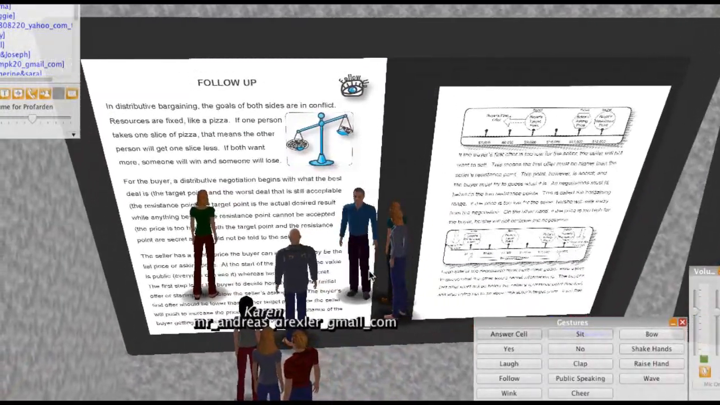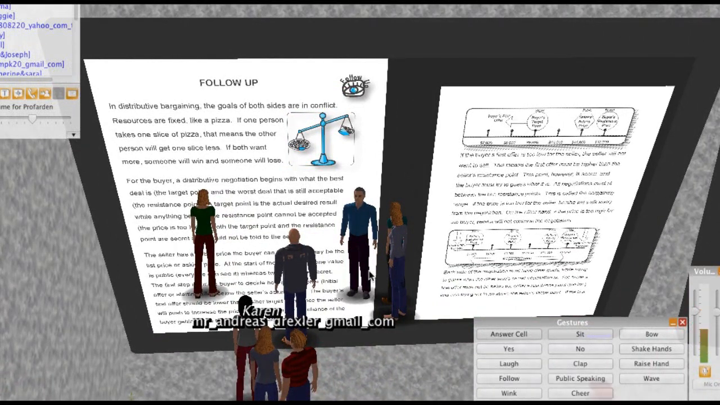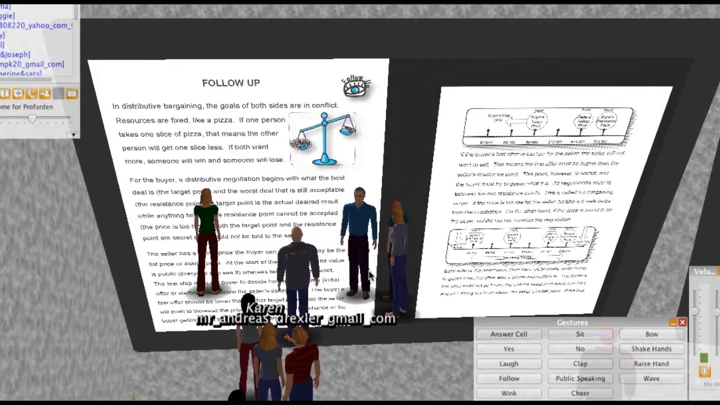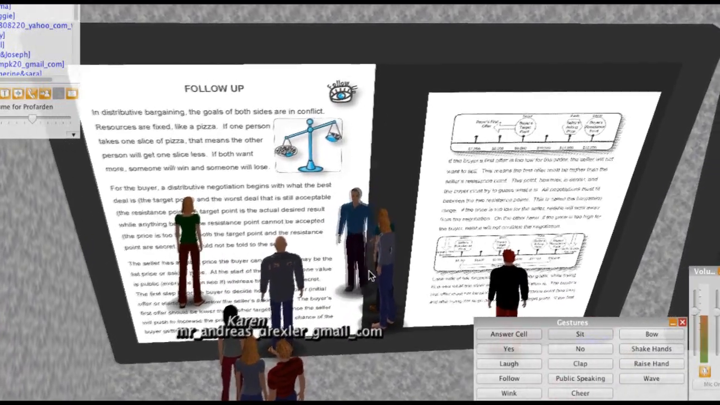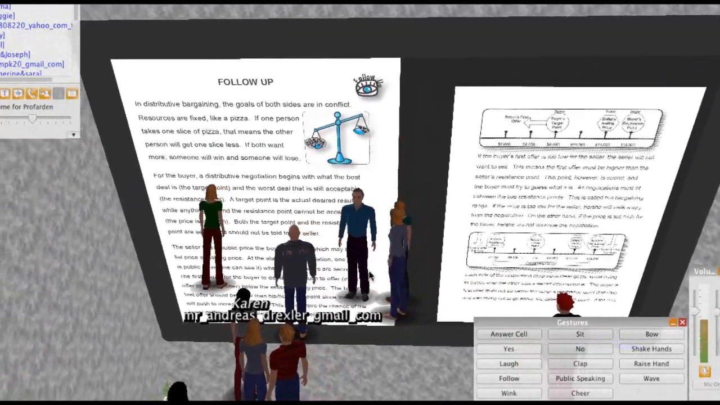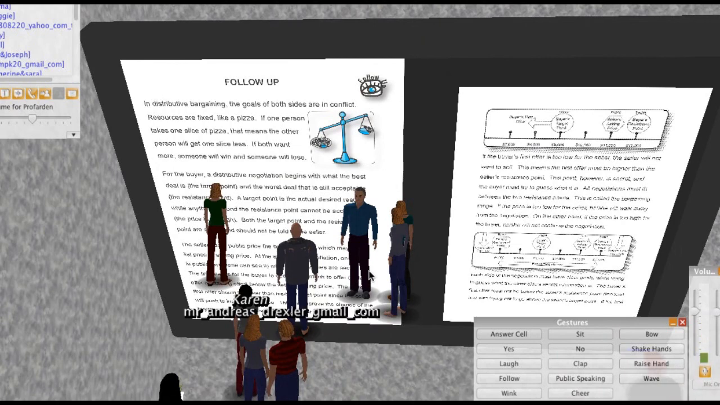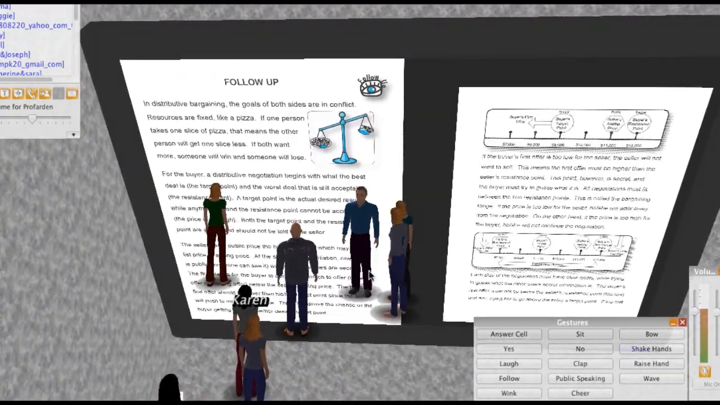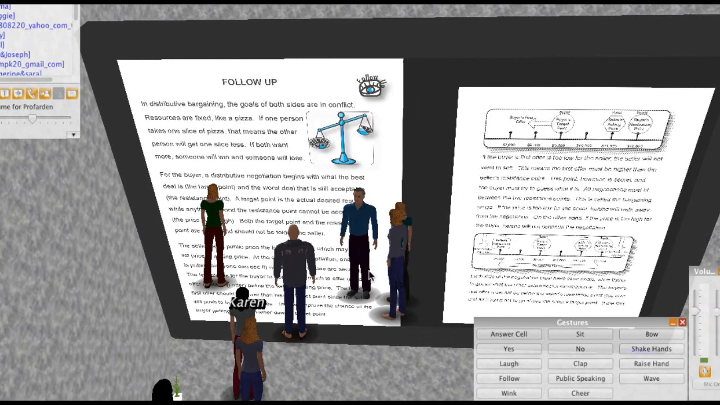What about the seller? The seller also has a target and also has a resistance point, but of course it's the opposite direction, right? A seller would like to sell for more. A higher price is better. A lower price is worse. The seller has a target price. Can they sell for less? Yes. How much less? Well, a little bit less, a lot less. If I want to sell for 100, but then I can sell it for 90, I make less money. Can I sell it for 80? I make less money. Can I sell it for 70? I make less money. Can I sell it for zero? I make no money, right? So when do I stop? When do I say no more? That's my resistance point.